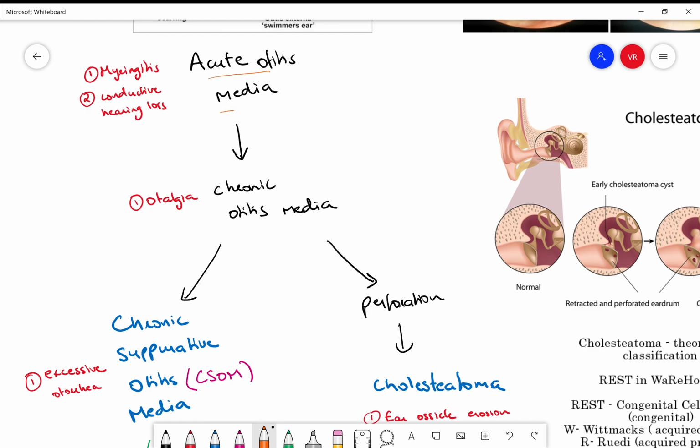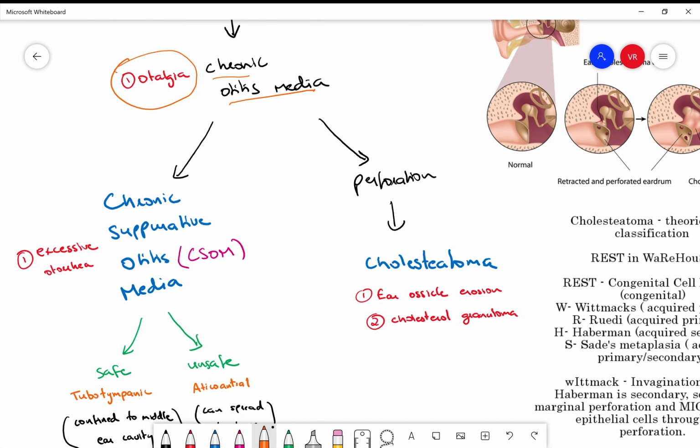Acute otitis media will progress into chronic otitis media. So the symptoms for acute otitis media are otalgia and conducting type of hearing loss. When it proceeds to chronic otitis media, finally, you can either have effusion or perforation. If there's effusion, you are going to end up with otorrhea. If there's perforation, you might end up with a very complicated condition known as cholesteatoma.